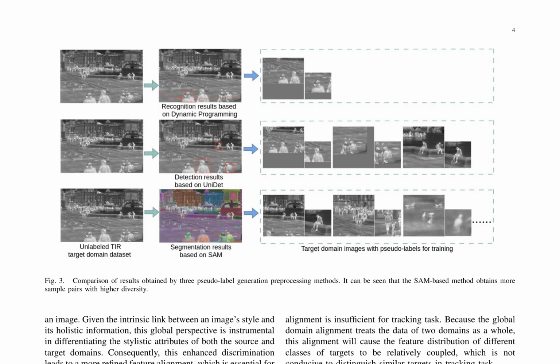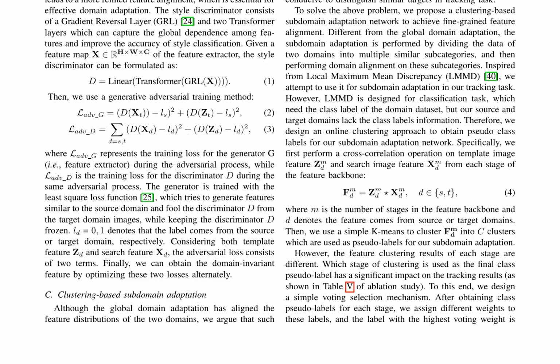Clustering-based subdomain adaptation is proposed to achieve fine-grained feature alignment. This involves dividing the data into multiple similar subcategories and performing domain alignment on these subcategories. An online clustering approach is used to obtain pseudo-class labels for subdomain adaptation, and a simple voting selection mechanism is designed to choose the most suitable clustering results.